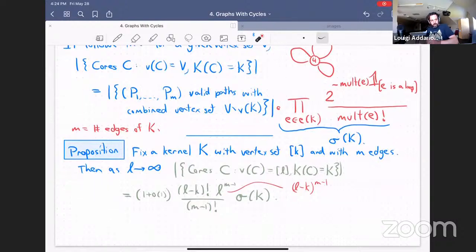So this is really saying that, up to this symmetry factor sigma K, the number of ways of reconstructing the core from the kernel just looks like the number of ways of building one big path and then cutting it into the m parts that I need to.